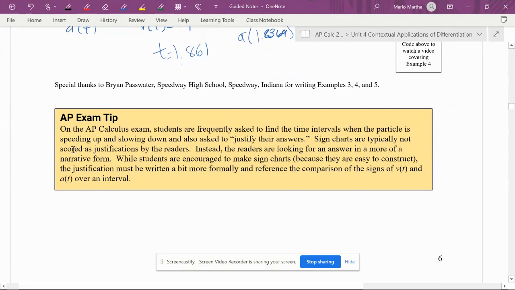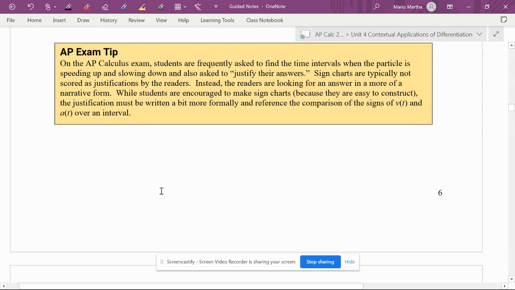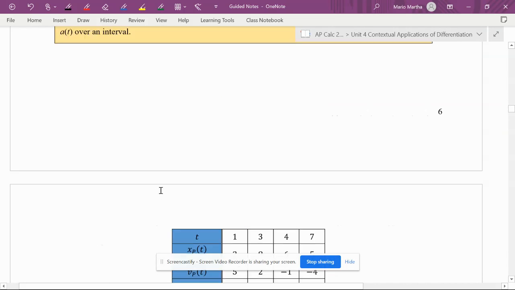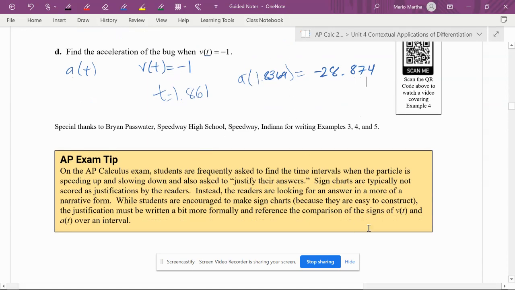So an AP exam tip: on the AP exam, students are frequently asked to find the time intervals when the particle is speeding up and slowing down, and also asked to justify their answers. Sign charts are not typically scored as justifications by the readers. Instead, the readers are looking for the answer in more of a narrative form. So while students are encouraged to make sign charts because they're easy to construct, the justification must be written a bit more formally and reference the comparison of the sign of v of t and a of t over the interval. So I'm going to show you how sign charts work later on. So this concludes part 3.